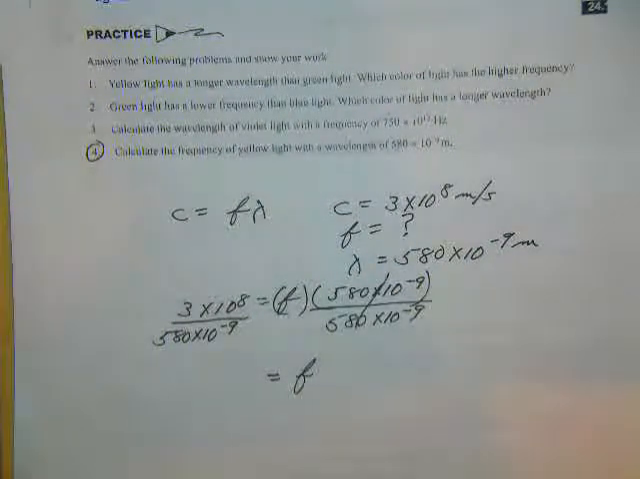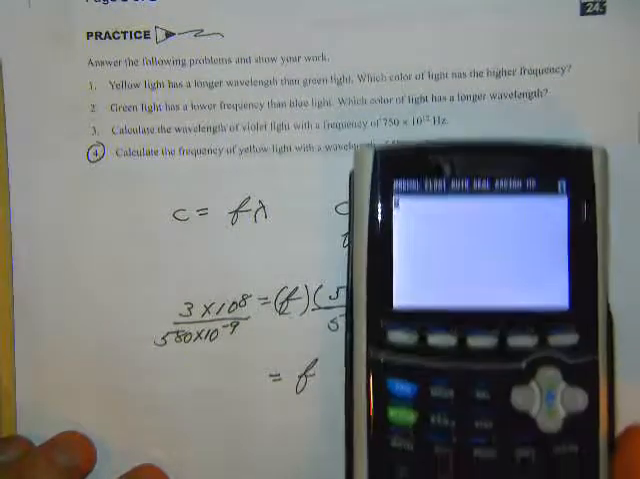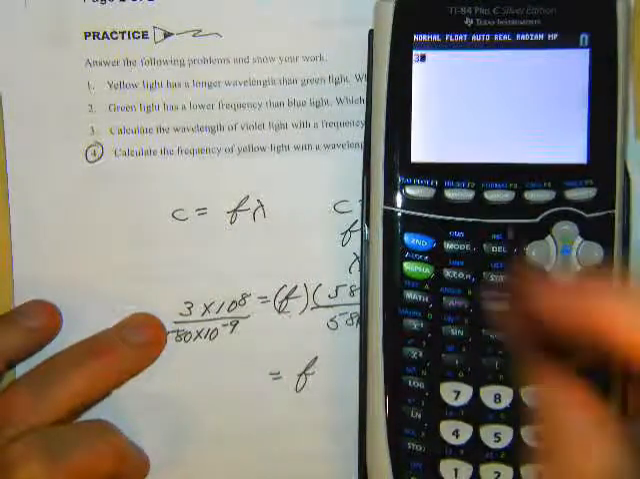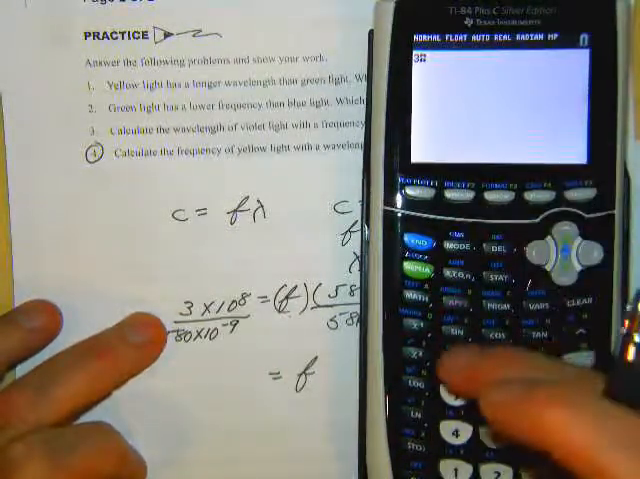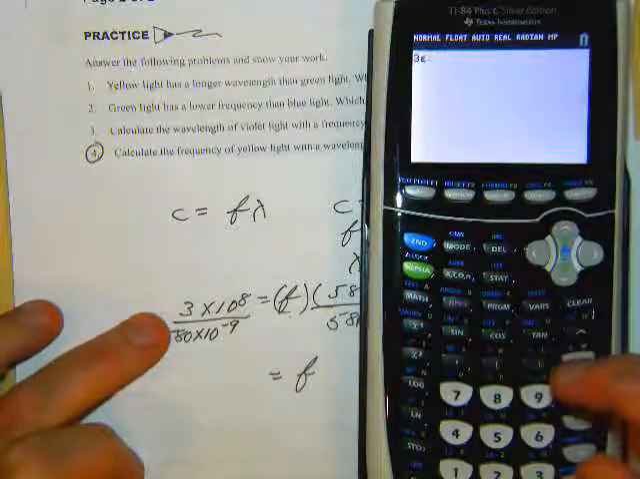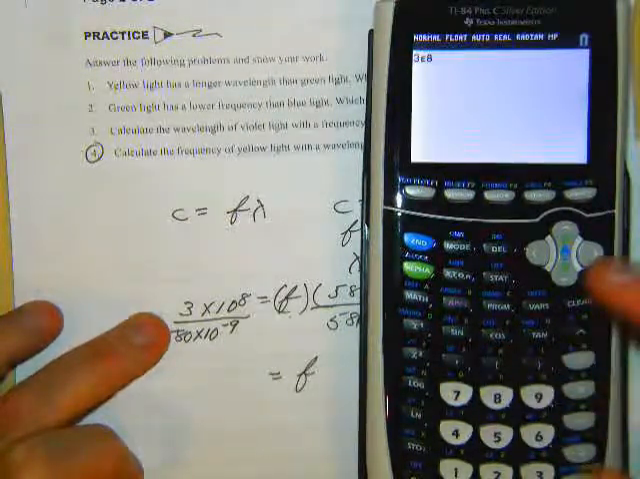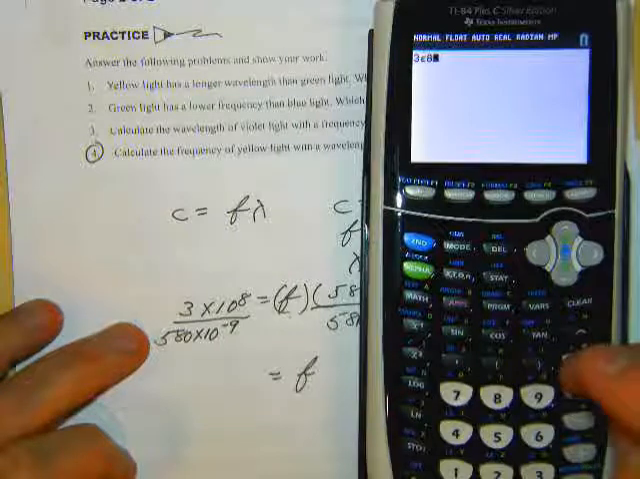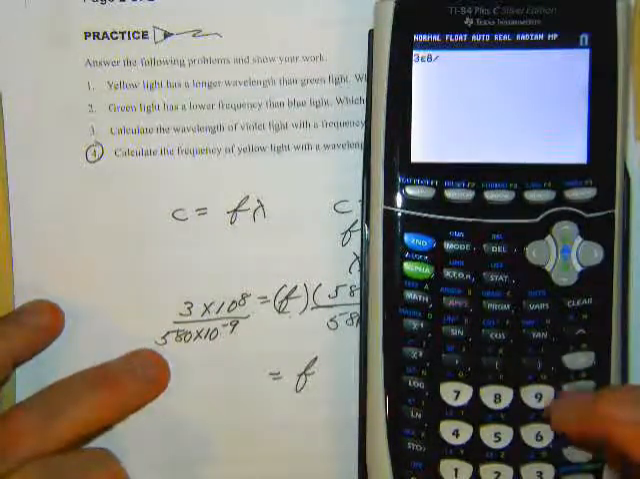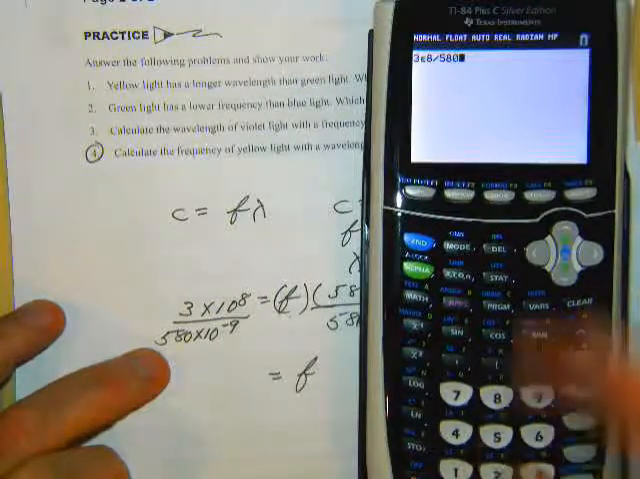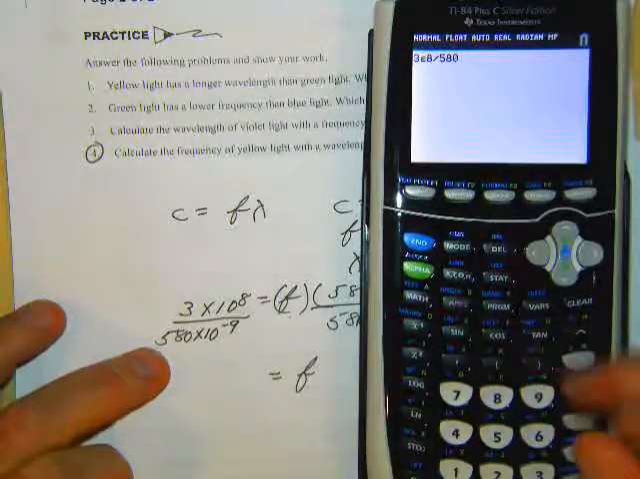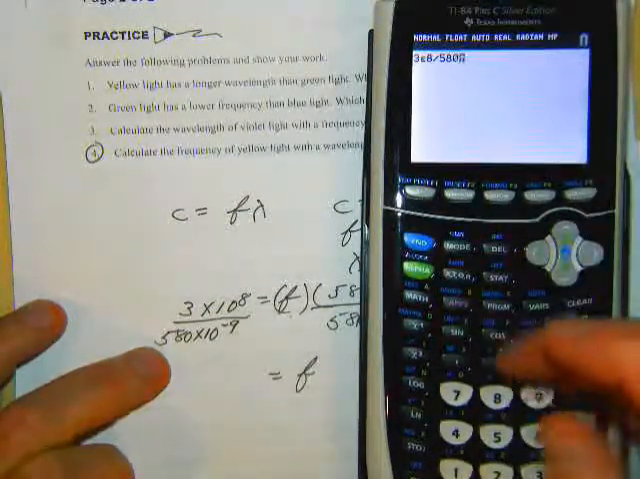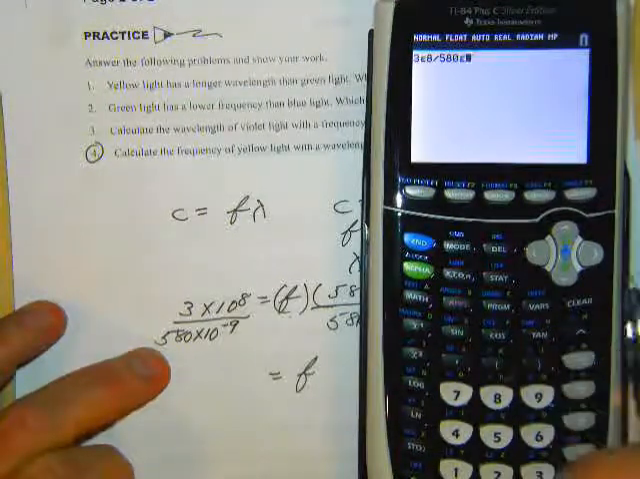So now we can take our calculator. So we got 3, and again, I like to use the EE button, and that's 3 times 10 to the 8th. And again, that E stands for times 10. That's going to the exponent. And we are dividing by, and just write the number as it is, 580. And that's another exponential form, 580. So we have EE, and it's to the minus 9th.